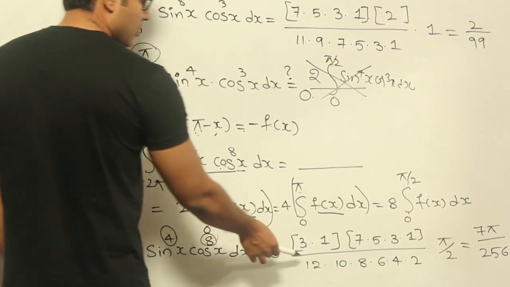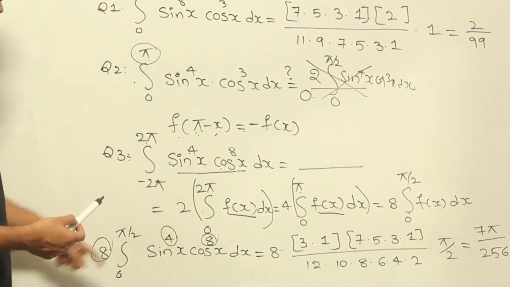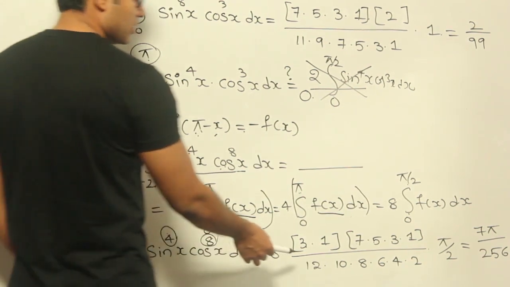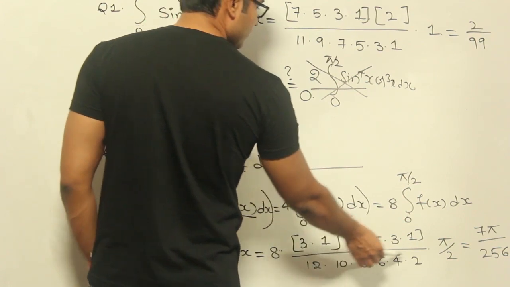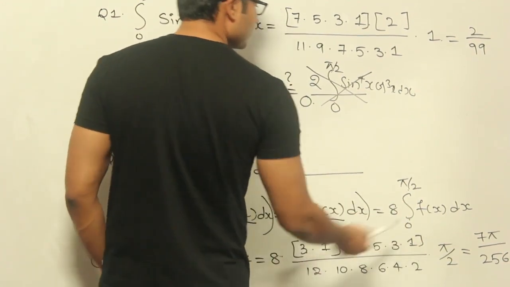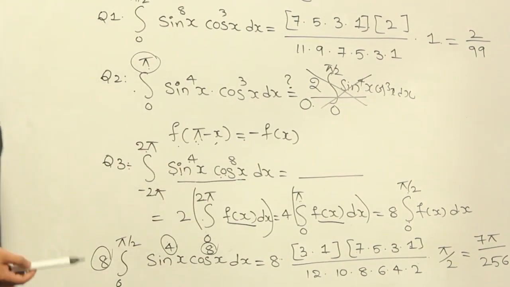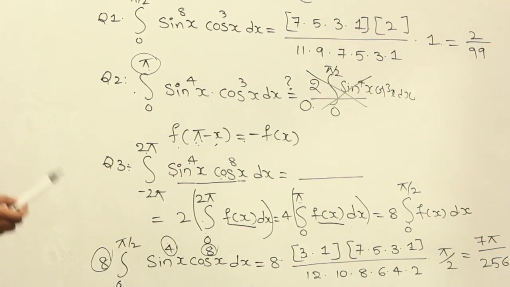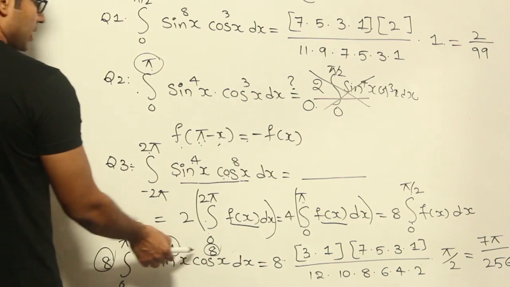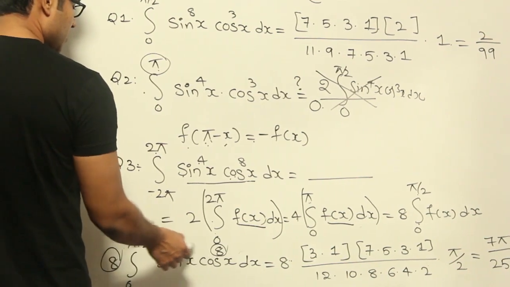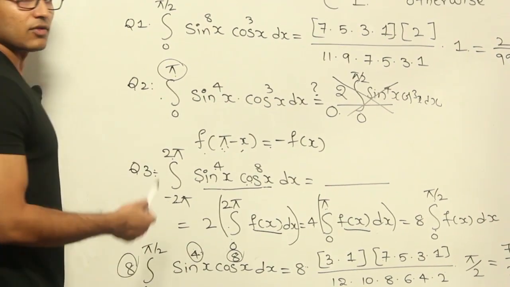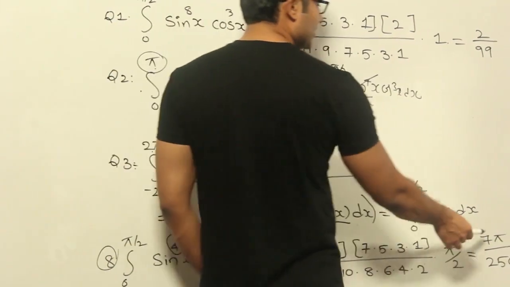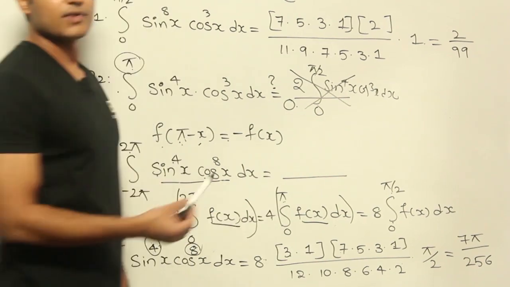Got it? And in the denominator you start with m plus n, which means you add these two, it is going to be 12, and then from there you keep on decrementing 2. Got it? Till you reach 2 or 1. So here you got 2, and then you have to multiply with either pi by 2 or 1 depending on what these numbers are. In this case both the numbers are actually even, therefore you are going to multiply with pi by 2. So the answer is going to be 7 pi by 256, final answer.